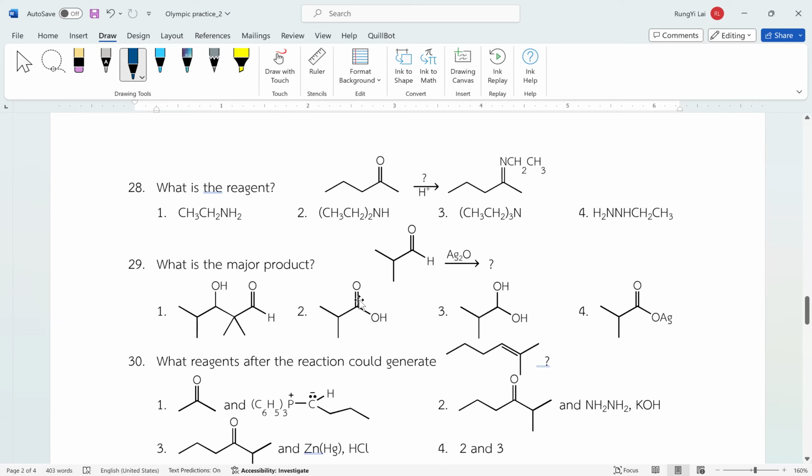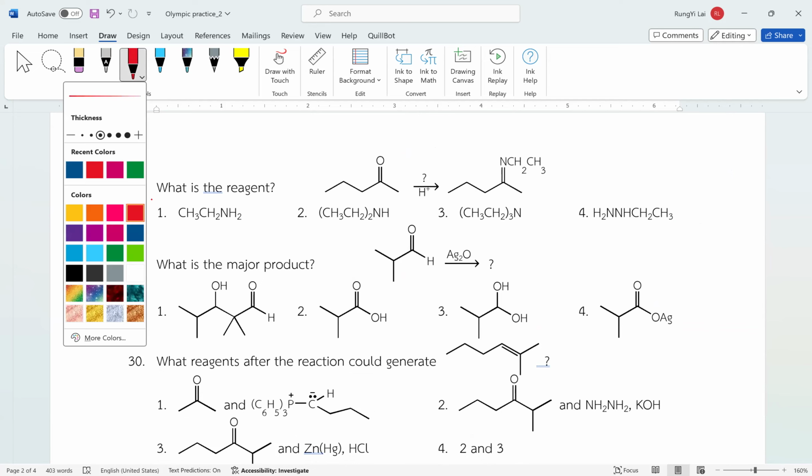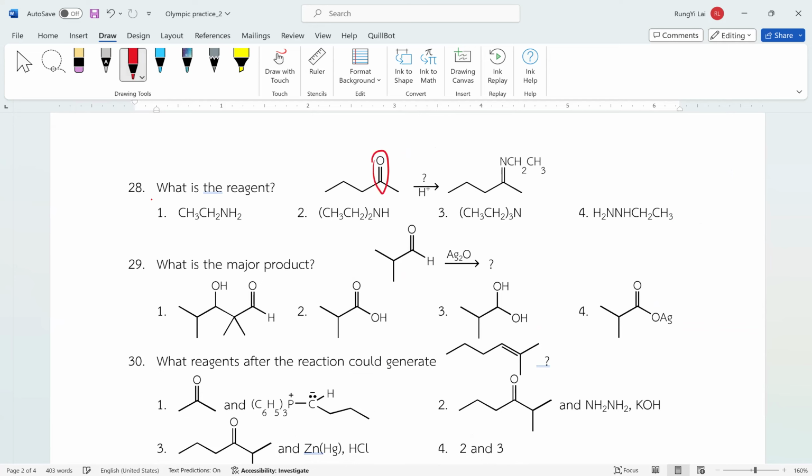So next one, what's the reagent for this reaction? You can see this one, the starting material has the carbonyl group, and after the reaction is an imine. So that would be the first reaction we saw this morning. So it should be this primary amine.